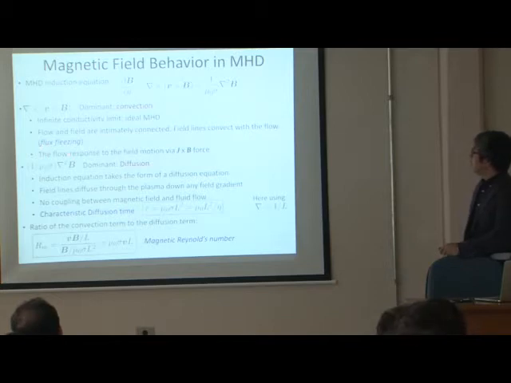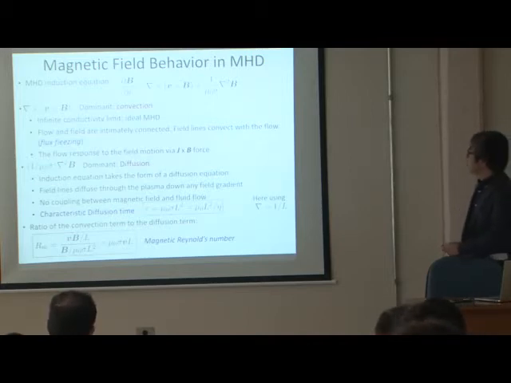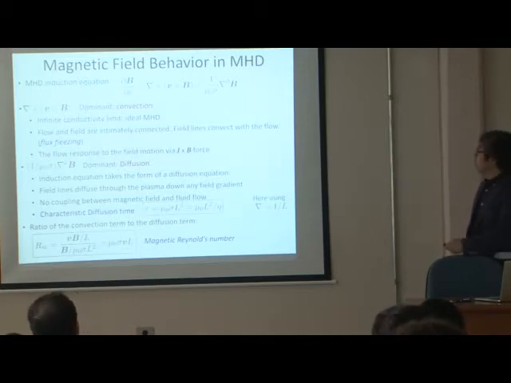Then the flow responds to the field's motion via the J cross B force. So this is a very simple situation, and also a very important point. In ideal MHD, the plasma flow and the field are connected. So the magnetic field is always advected with the motion of the flow.